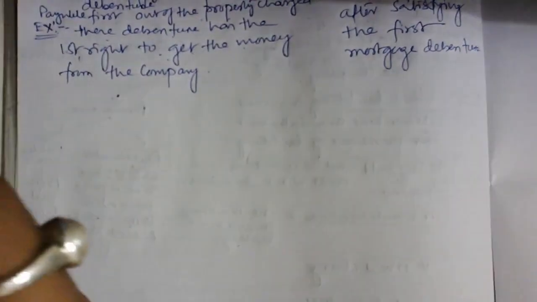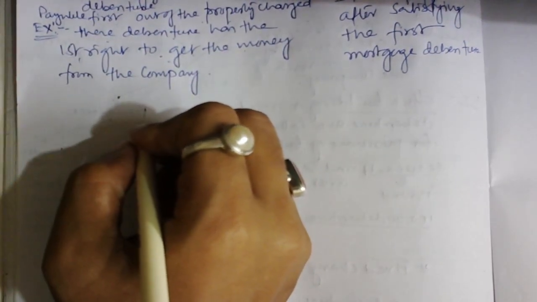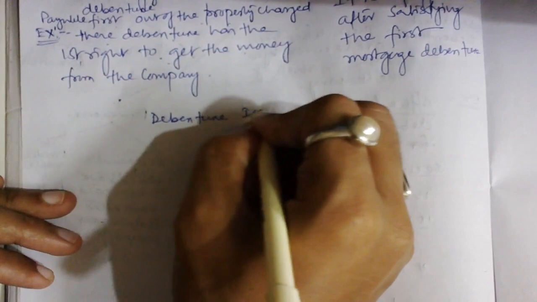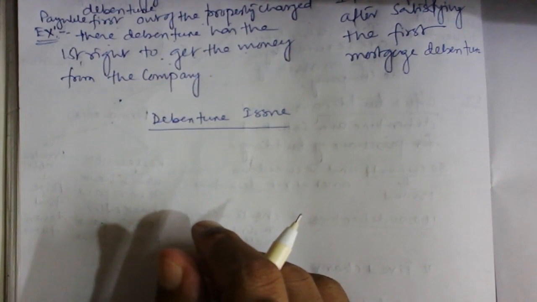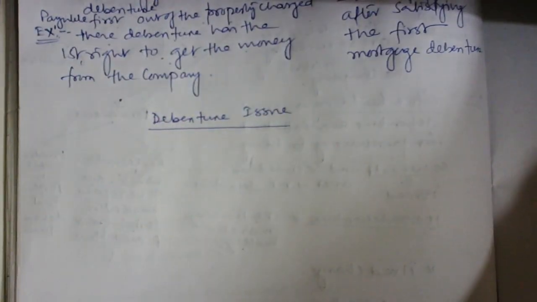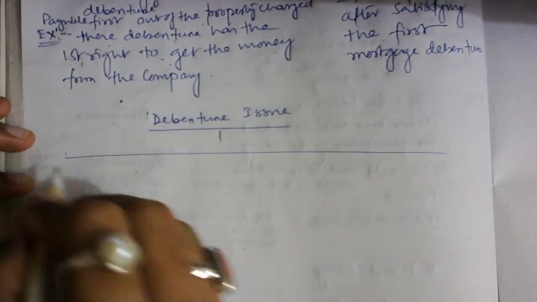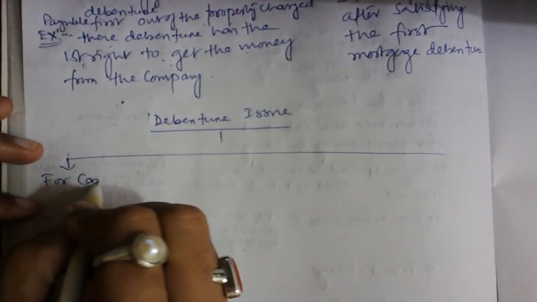See, now the time has come for the debenture issue, and whatever discussion we are doing here is based on the issue of redeemable debenture. First of all, debenture issue. Debenture issue कैसे होता है वो हम लोग अभी सीखेंगे. Let's see. Debenture issue मुख्य रूप से तीन तरह के होते हैं. हाँ, for cash, that we are going to learn here right now.